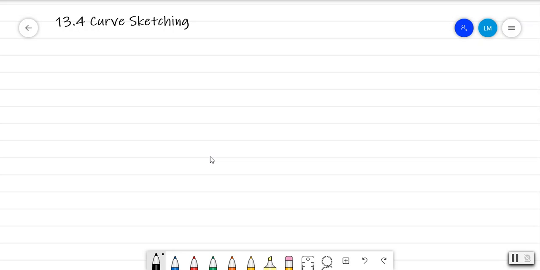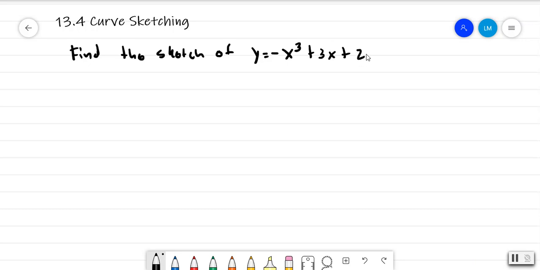We're going to talk a bit about curve sketching. Curve sketching uses the first derivative and the second derivative to be able to find a rough sketch of the graph. What we'll do is run through a type of sketching. Let's say that we want to find the sketch of y equals negative x cubed plus 3x plus 2.